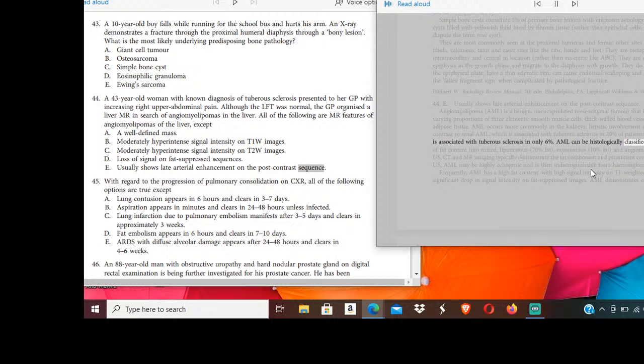AML can be histologically classified on the basis of fat content into mixed, lipoma (more than 70% fat), myoma (less than 10% fat), and angioma types. US, CT, and MR imaging typically demonstrate the fat component and prominent central vessels. At US, AML may be highly echogenic and is then indistinguishable from hemangiomas.